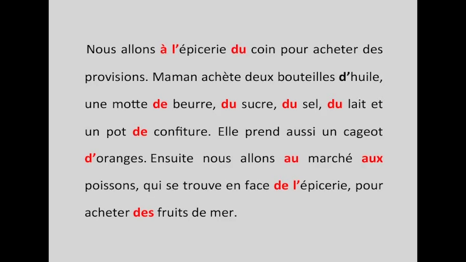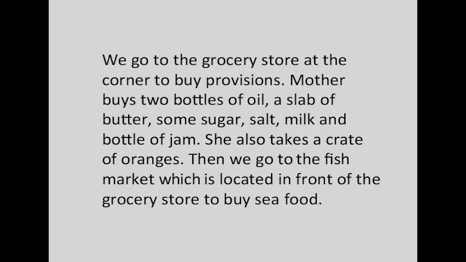The translation of this text is: we go to the grocery store at the corner to buy provisions. Mother buys 2 bottles of oil, a slab of butter, some sugar, salt, milk, and a jar of jam. She also takes a crate of oranges. Then we go to the fish market, which is located in front of the grocery store, to buy seafood.